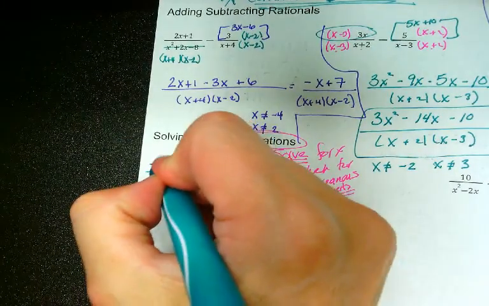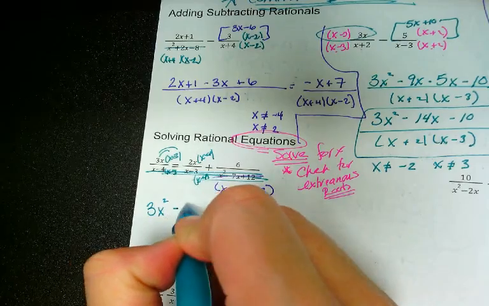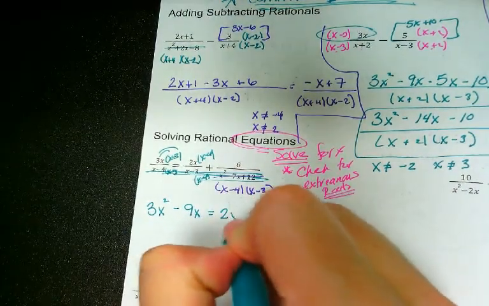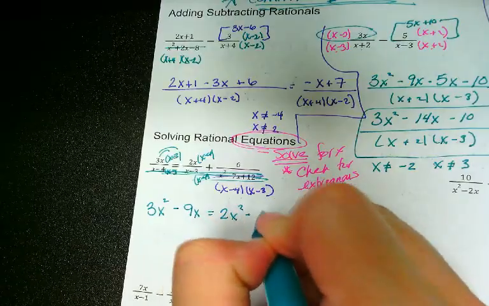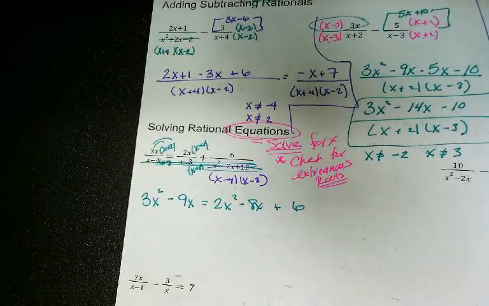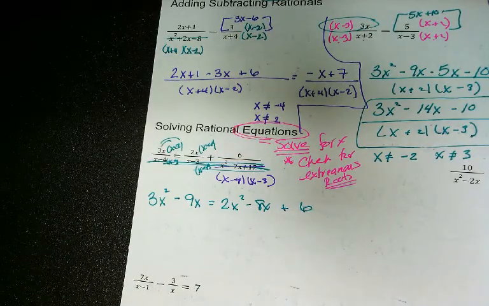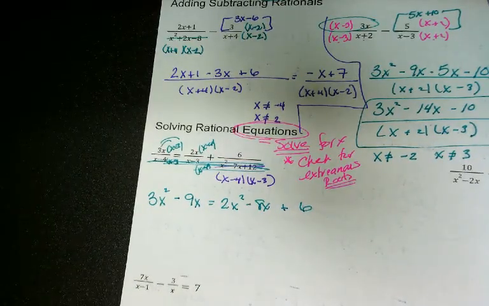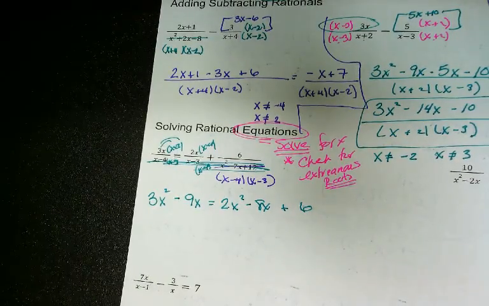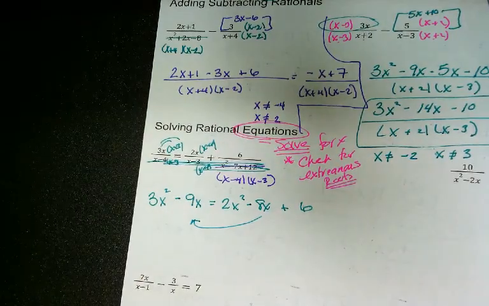So if I distribute that through, I'm going to get 3x squared minus 9x equals 2x squared minus 8x plus 6. When there's a squared, we always want to set it equal to what number? 0, good. So move everything to one side. I like to keep my x squared positive, so I'm going to move these guys this way. It doesn't matter. You can always flip all the signs.